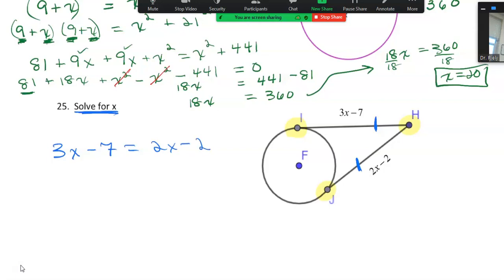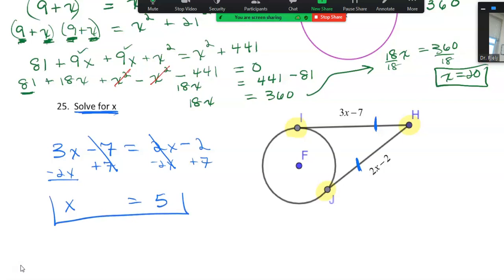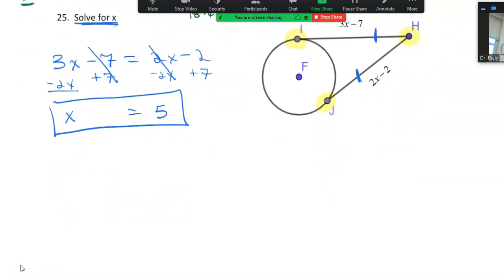Okay, so I'm going to get it to the point where the x's are on one side and the numbers are on the other side. Subtract 2x, that's gone. Subtract 2x, that becomes x. Add 7, that's gone. Add 7, that becomes a 5, and we are done. Okay, so 5 solves that problem.